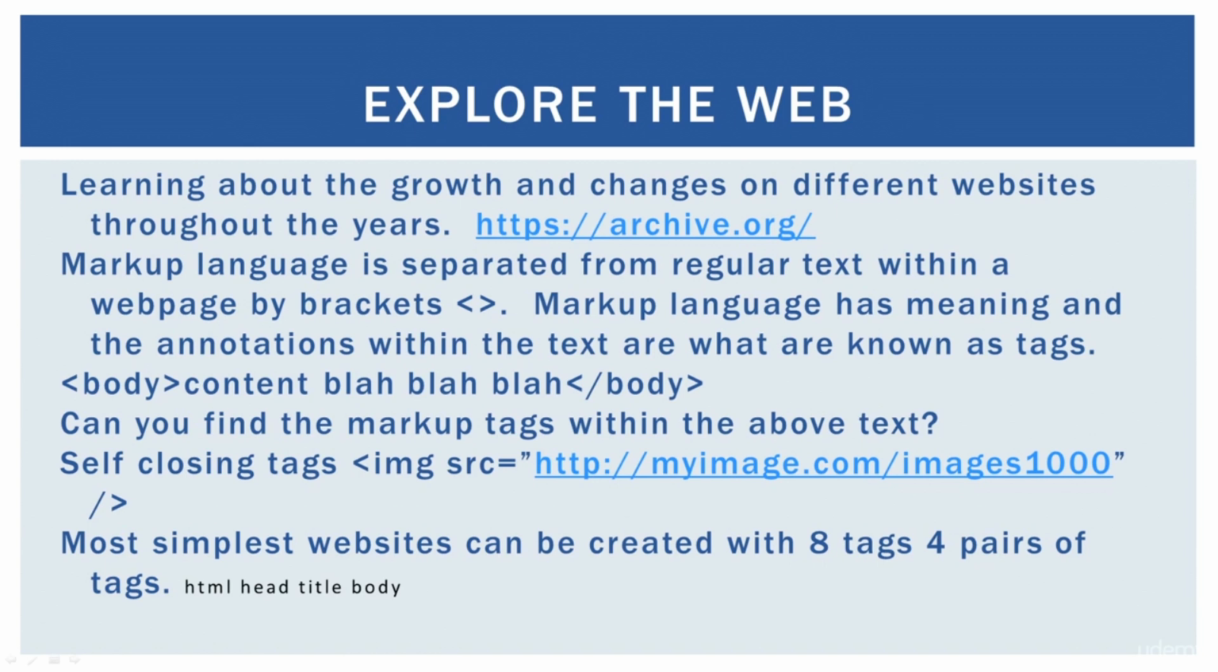In this lesson, we are going to jump in and start creating a website. Essentially, the simplest websites can be created with 8 tags and 4 pairs of tags. That's HTML, head, title, and body. Essentially, that's what HTML is. It's a set of these bracketed values, and this is what we call tags within our HTML coding.